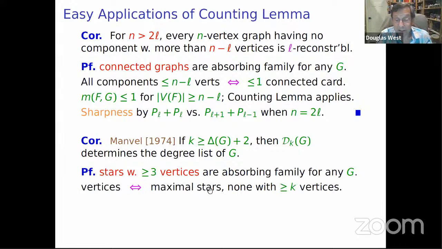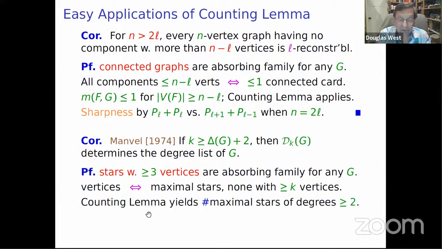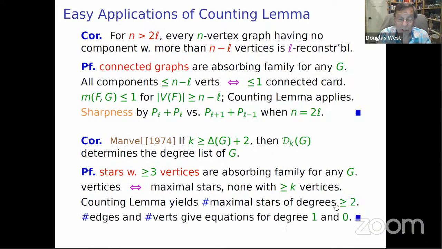The vertices just correspond to the maximal stars. There aren't any with more than k vertices because maximum degree plus one would be the maximum number of vertices in a star. So we have all the conditions we need. The counting lemma will tell us the number of maximal stars with degrees at least two. And we still need to know how many vertices of degree zero or one there are. And we can just get equations for that from the number of edges and number of vertices of the graph, which we also know. So those are two easy applications.